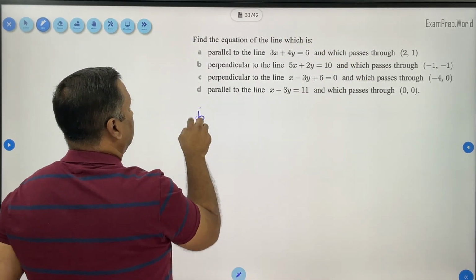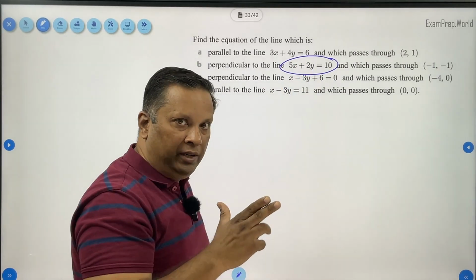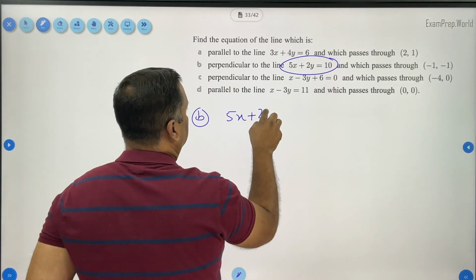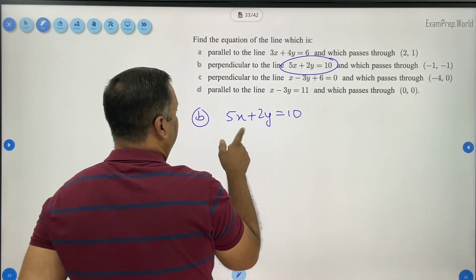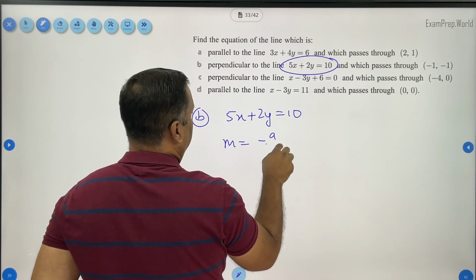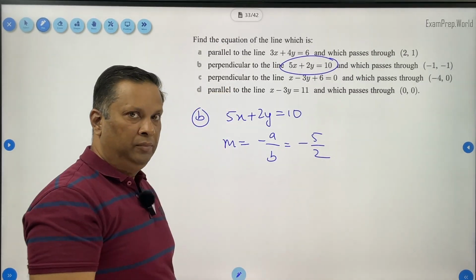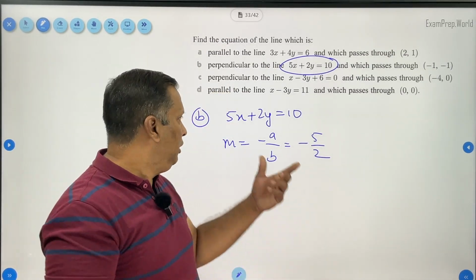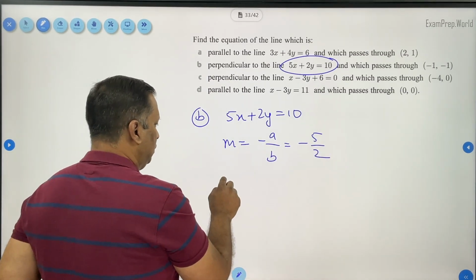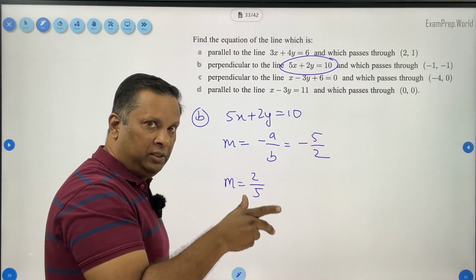B. Perpendicular to the line. So they have given a line. The moment they have given the line, your task is to find the gradient. 5x plus 2y equals 10. So find the gradient. m equals minus a by b, which is negative 5 by 2. Now we know the gradient. Now the target line which we need is perpendicular to this line. So the gradient will be the negative reciprocal of this, right? So the required gradient will be 2 upon 5. You do the reciprocal and change the sign.